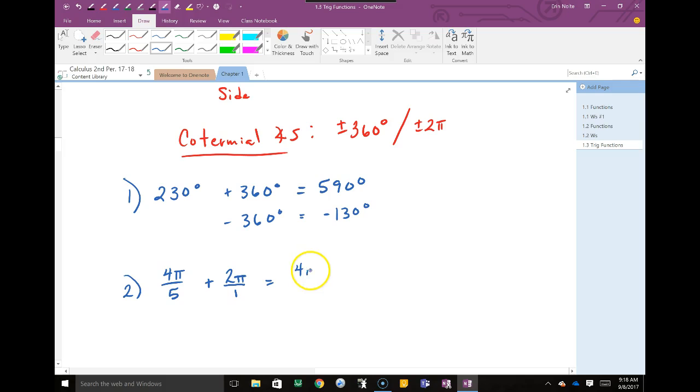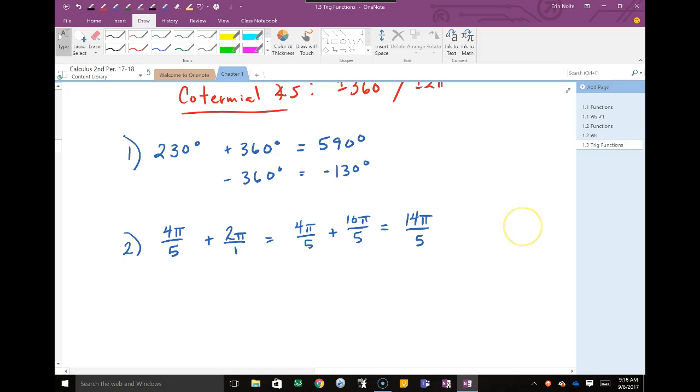What's my common denominator? 5. So 4 pi over 5 plus what? 10 pi over 5. Good. Now I add my tops. And 4 plus 10 is 14 pi over 5. Shall I do the negative version, or are we good from there? Okay. Got it?